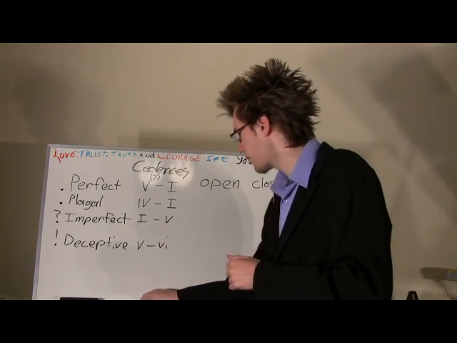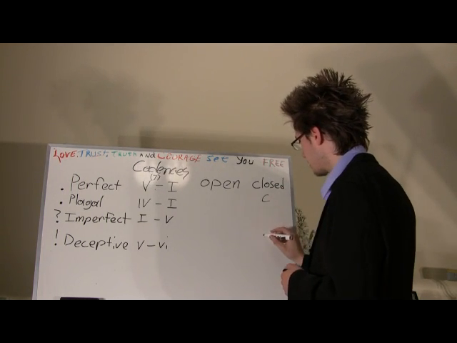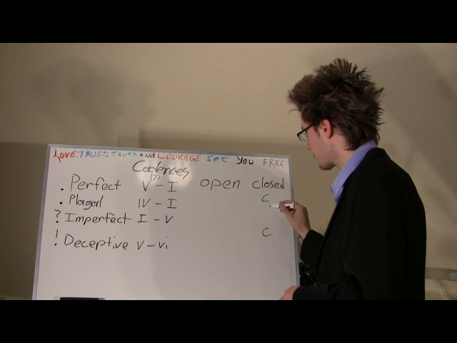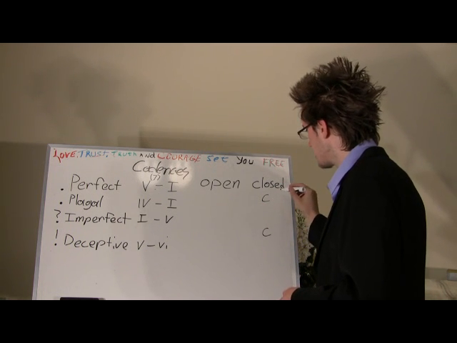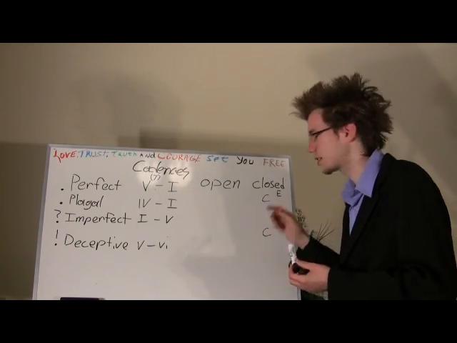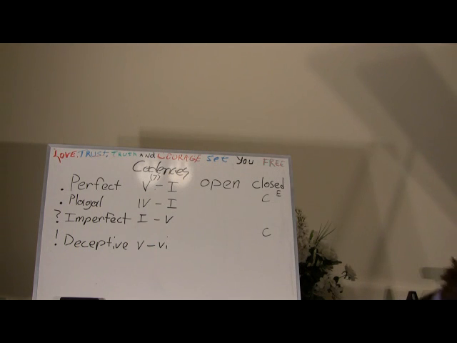Another thing is that with the closed cadence, the C has to be on the top and the bottom. Say you're in C major and you're going 5 to 1, the C has to be on the top. Sometimes people write an E at the top, and when you do that, you're actually leaving the cadence open. So listen to the difference. This is an open cadence right here.